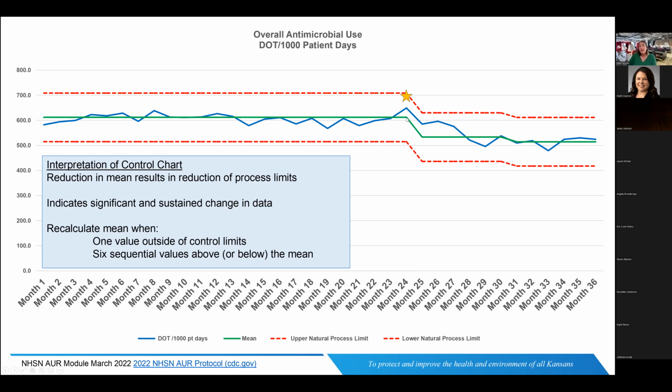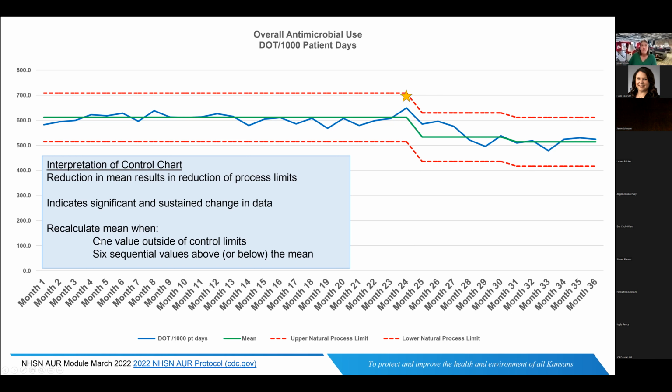At that point, we can actually recalculate the mean for the month, and this sets a new mean or a new baseline. The trick, though, is to really sell this point that you've seen a true sustained reduction in antimicrobial use through this chart. That's what this little section right here with the star, that's the story that this tells to people outside of the pharmacy department.